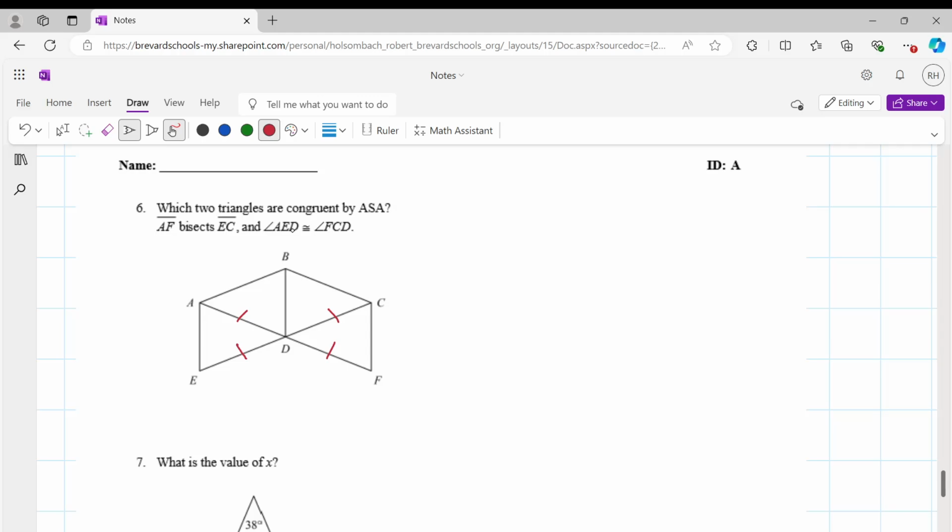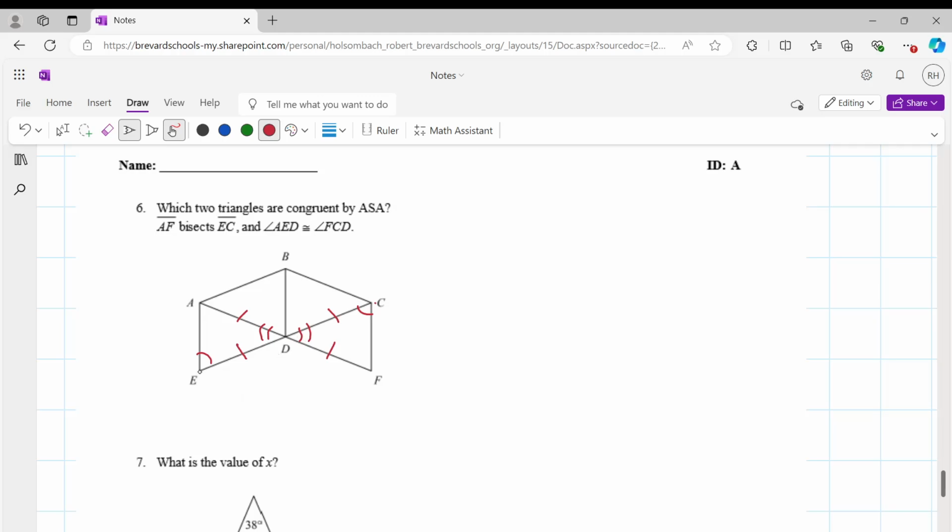Angle AED, this angle right here, is congruent to angle FCD. FCD is right here. Now, again, in the middle of this diagram, you've got this bow tie going on. The left side of this bow tie is congruent to the right side of the bow tie. So we've got an angle, a side, and an angle congruent to an angle, a side, and an angle.